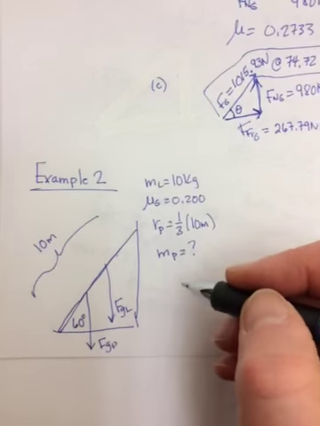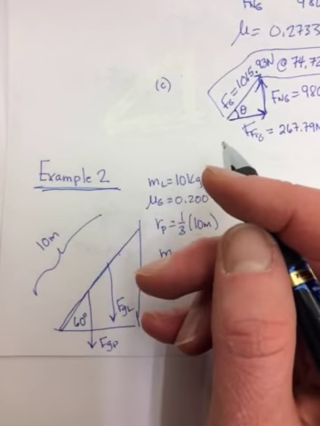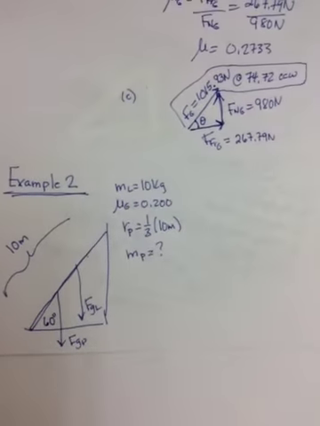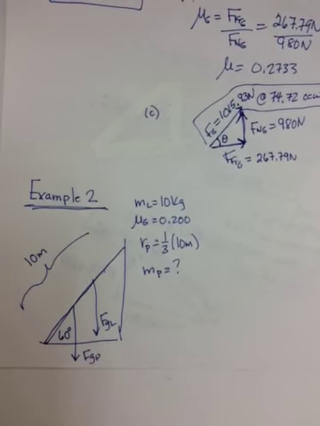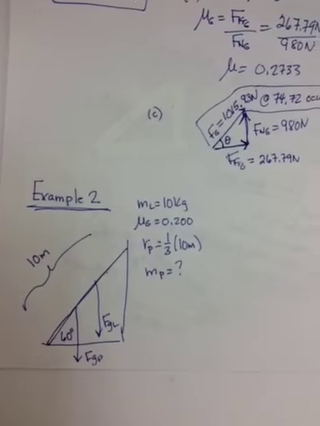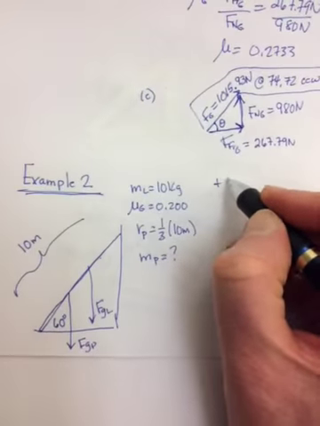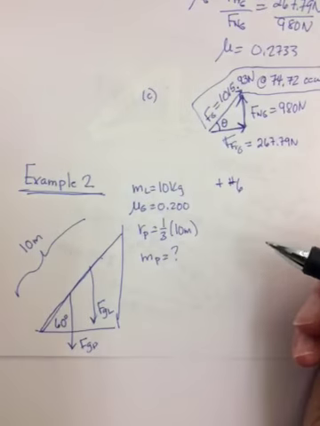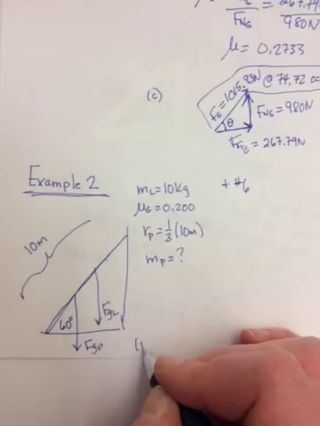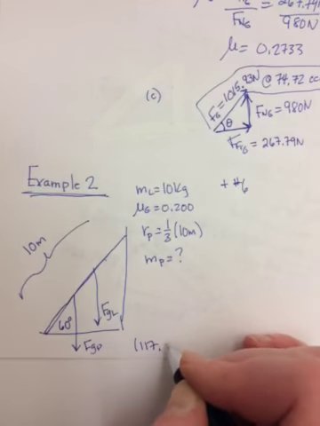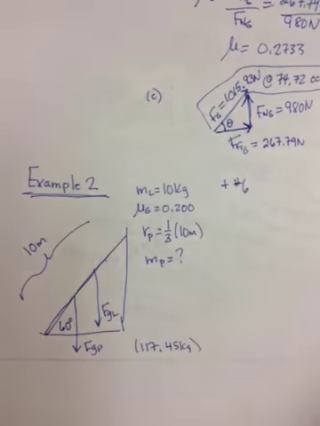Okay, so when the videos are finished, I want you to do this one. I also want you to do, on your more torque question sheet, number 6 because it's another one like this. So example 2 and number 6, both of them are finding mass. Okay, the answer to this one in the end will be 117.45 kilograms. Okay, shh, don't tell anyone, but see if you can get it.